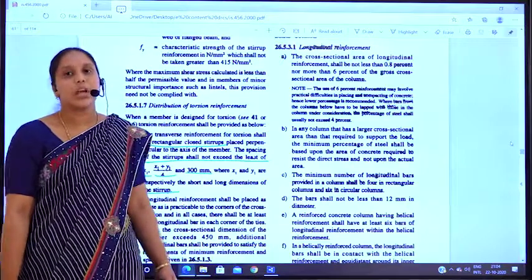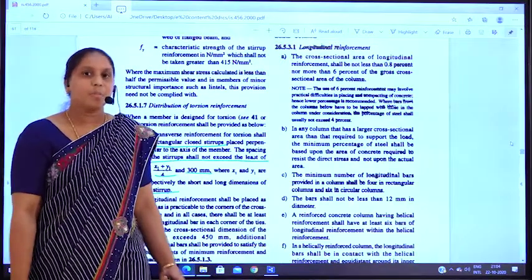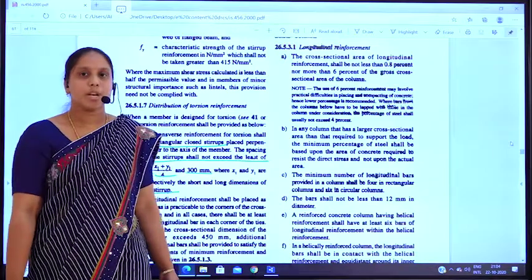So these are the steps you have to follow for providing the torsional reinforcement in beams.